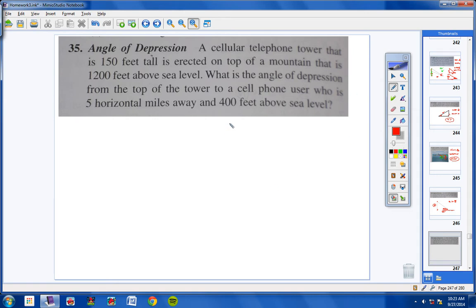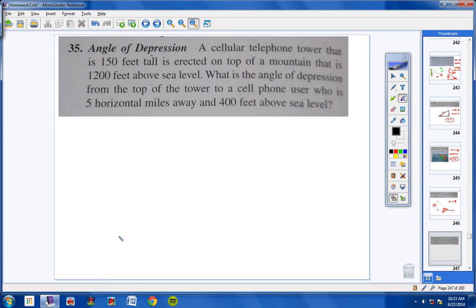A cell telephone tower is 150 feet tall, is erected on top of a mountain that's 1,200 feet above sea level. What is the angle of depression from the top of the tower to a cell phone user who is 5 miles away and 400 feet above sea level? Okay, it's been pretty simple, not too bad.